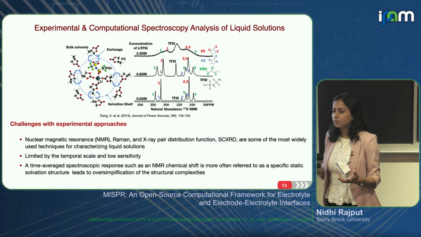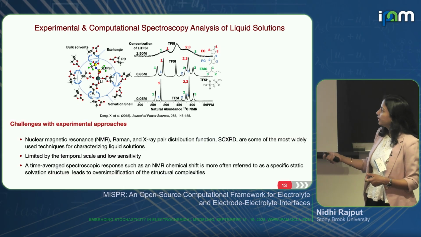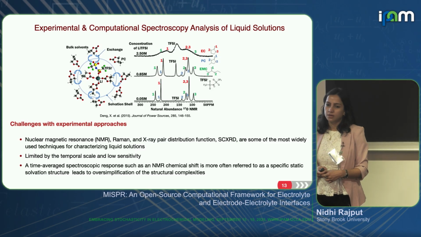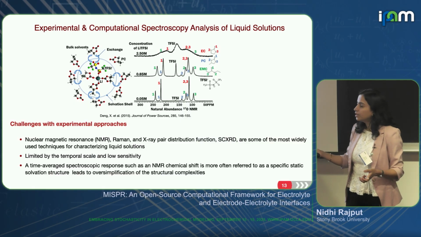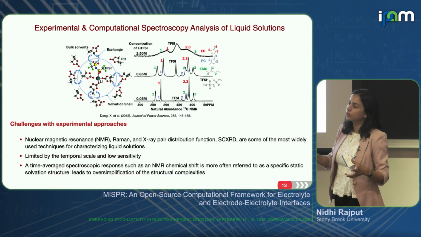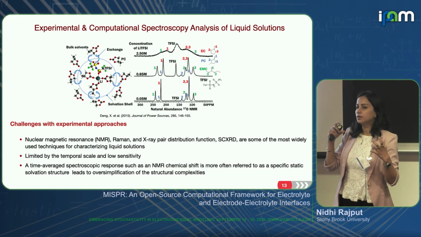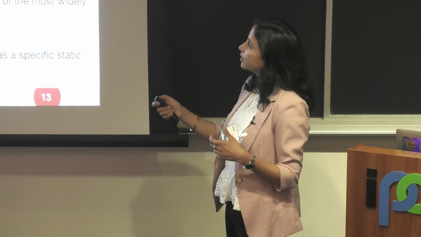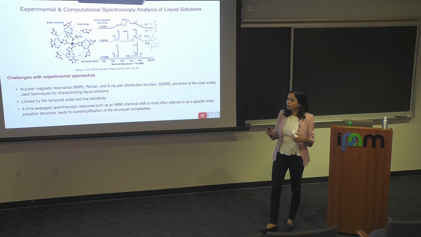Experimentally, the most commonly used techniques for characterizing the solvation structure are NMR spectra, Raman, X-ray pair distribution, and SCXRD. Among these techniques, one of the most powerful and widely used is NMR, because it gives you a lot of detail about the conformational dynamics and connectivity of the molecular structure. But NMR comes with its own limitations. It is limited by temporal resolution and low sensitivity, which makes it difficult to deconvolute the experimental spectrum and assign it to a particular solvation structure.